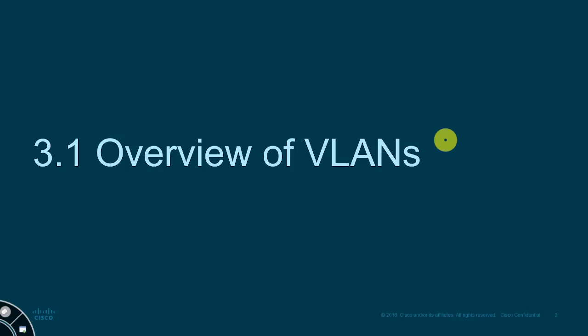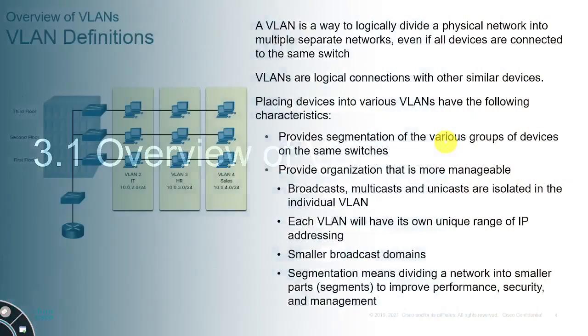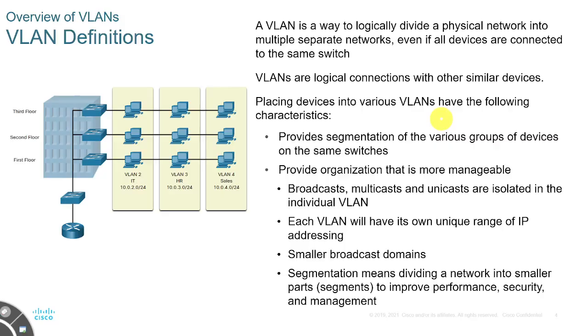Overview 1, the first part is about the overview of VLANs. What's a VLAN? A VLAN, in fact, is a way to separate logically a physical network into multiple separate networks, even though all these networks are physically connected to a single switch or to the same switch.